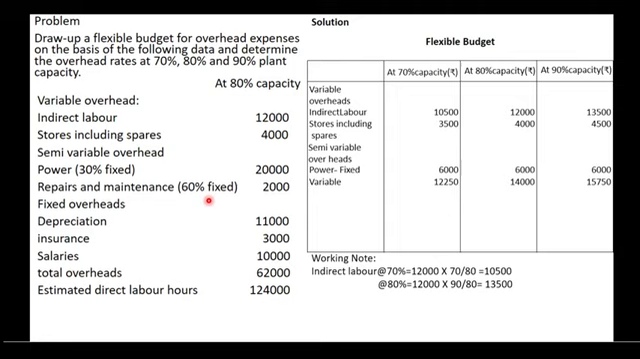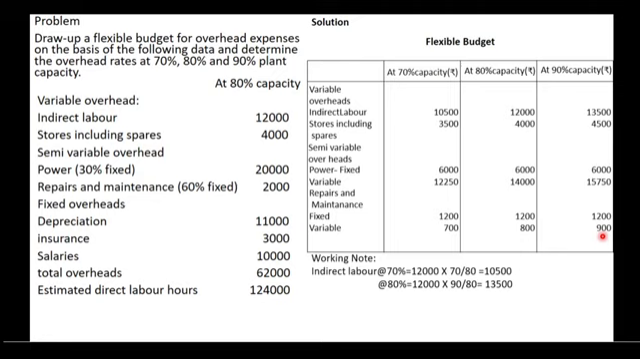So under the variable, the 2,000 into 40 divided by 100 at 80% capacity, that is 800 rupees. On the basis of this amount, we find out the 70% and the 90%. So that is 800 into 70 divided by 80, rupees 700. For the 90%, 800 into 90 divided by 80, 900 rupees. So this is the repairs and maintenance.